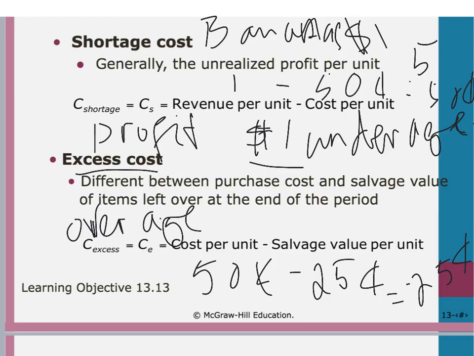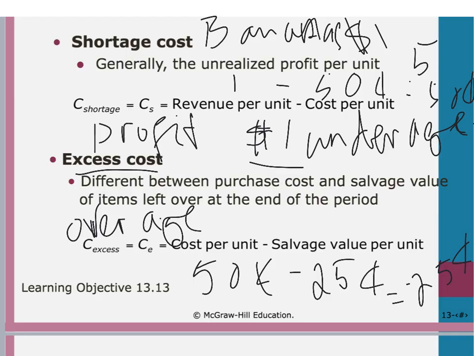So my underage cost is my lost profit when I'm out of stock. And my overage cost is how much money I'm losing for excess inventory. And this applies to the newsvendor model or anything that's perishable or anything that has a seasonal component. So if you sell something that's really trendy and it only has a shelf life, people are only interested in it, let's say, for a month or two.